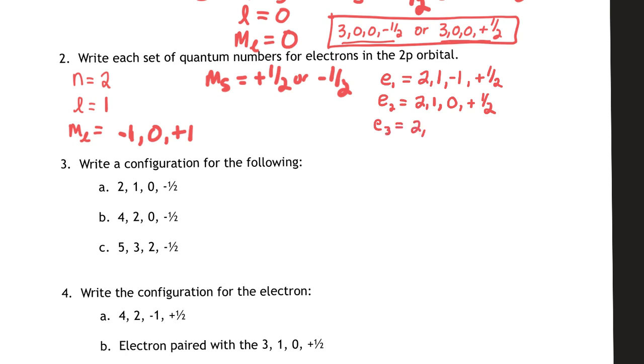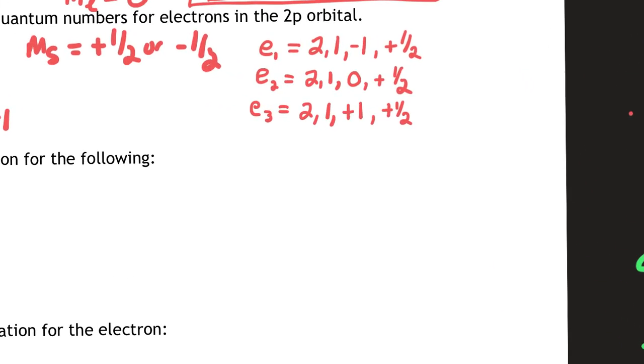Again, same energy level. It's in the p orbital, so I give it a 1. And now this one is in that last orbital, and it's going to be a +1. And I'm going to say this one also has an upspin. Now I'm going to do the last 3 electrons.